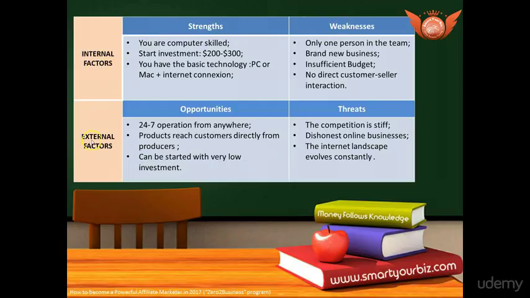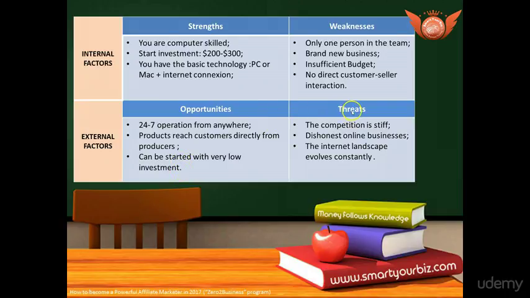Now talking about the external factors, the external environment, we have the opportunities and threats. For the opportunities, we have a 24 hours a day and 7 days a week operation. So the business never stops. That's why people can make passive income or make money while sleeping. Secondly, products reach customers directly from producers. That means it's fast and efficient. You don't need to bother yourself on how the customer is gonna receive the product he or she purchased, okay? Your work is just to promote or advertise the product to your audience. And also, this business can be started with very little investment.